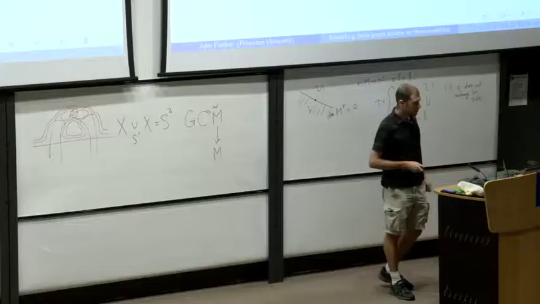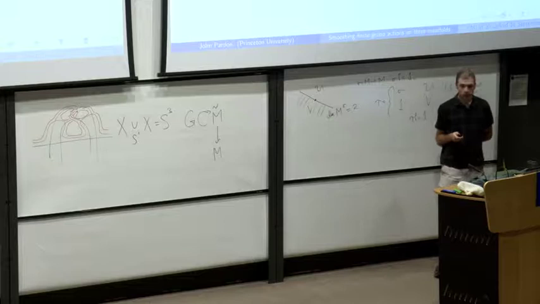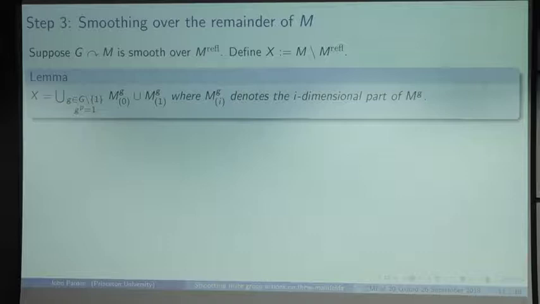Okay, so now I want to smooth this action over the rest. So we'll suppose it's smooth over the locus where it acts freely and where it locally fixes a surface with Z mod 2 isotropy. So X is going to be the rest. That's the part where it's not smooth. And this is what I claim. By Smith theory, this bad locus is essentially one-dimensional. It can be covered by manifolds of dimension 0 or 1.